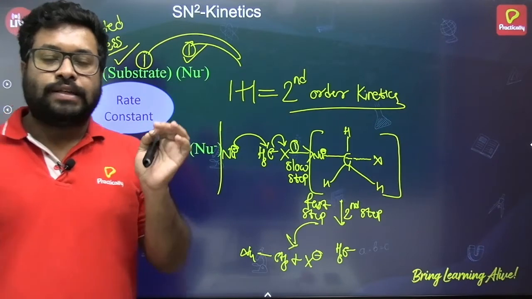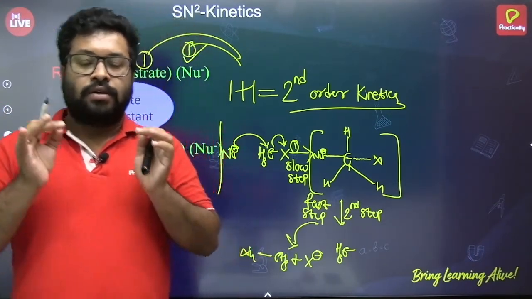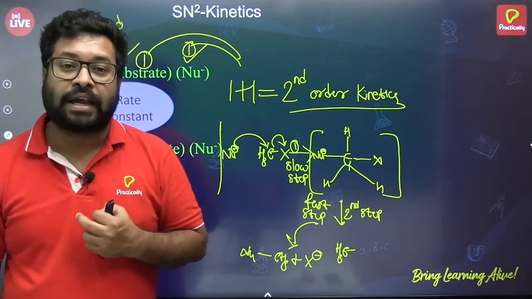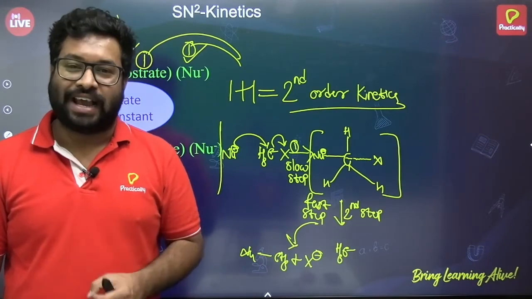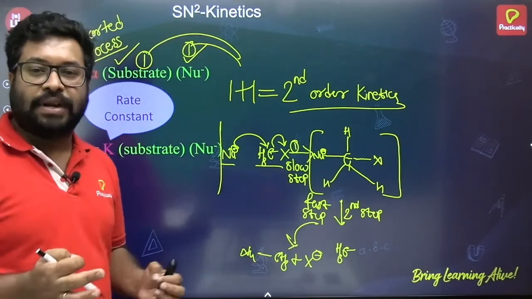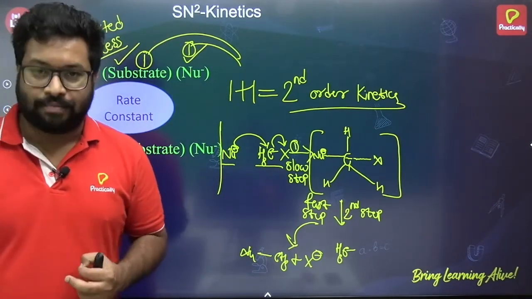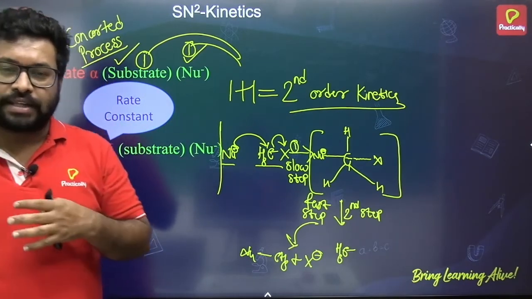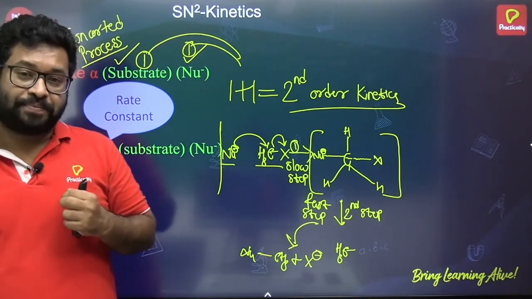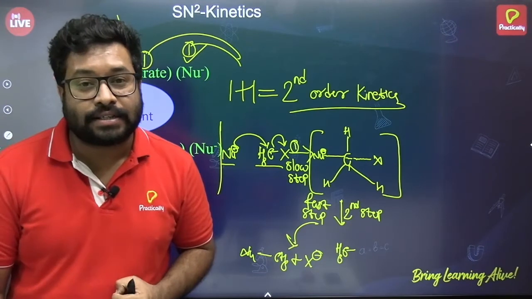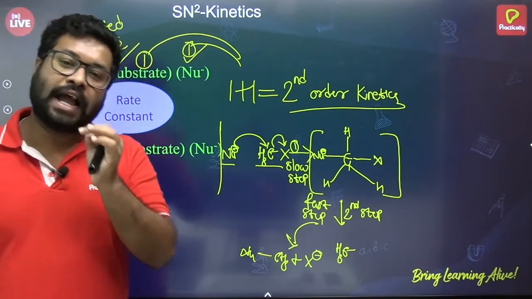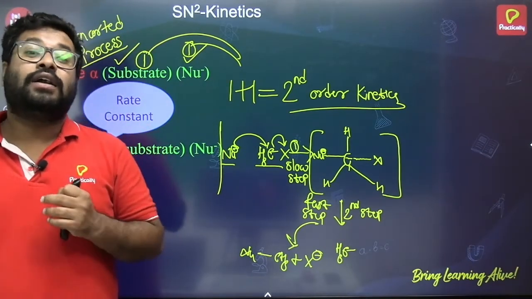And as I told you, whatever species you have, if they are present in the slow step of the mechanism, they will decide the rate of the reaction. And as you can see here, the nucleophile as well as the substrate are both present in the slower step of the mechanism, or I would rather say the step that leads to the transition state. The number of species present in that step would decide the rate of the reaction.